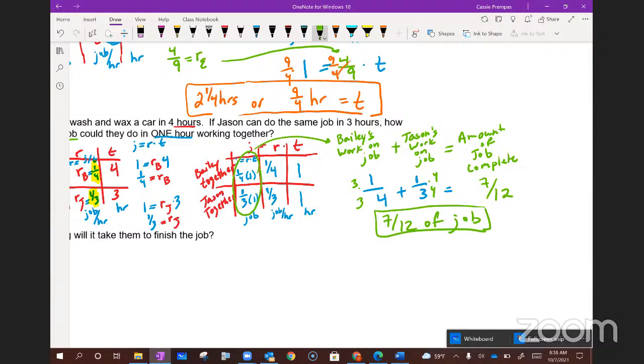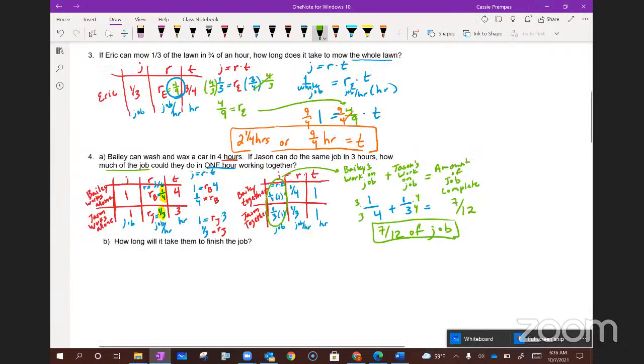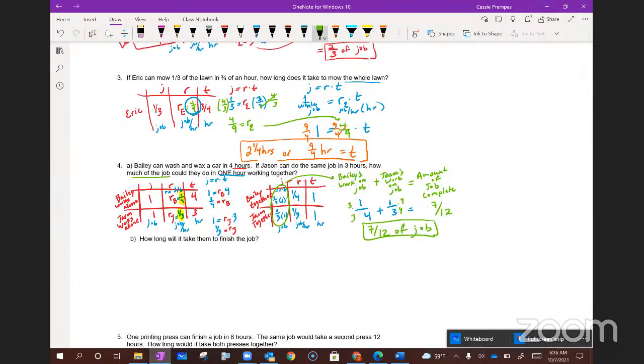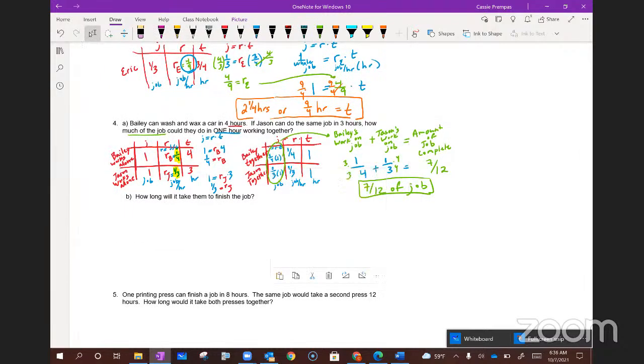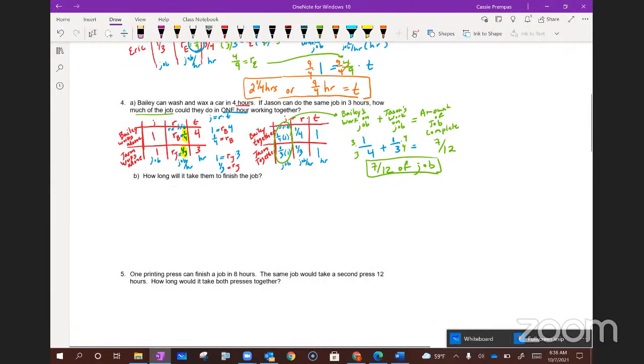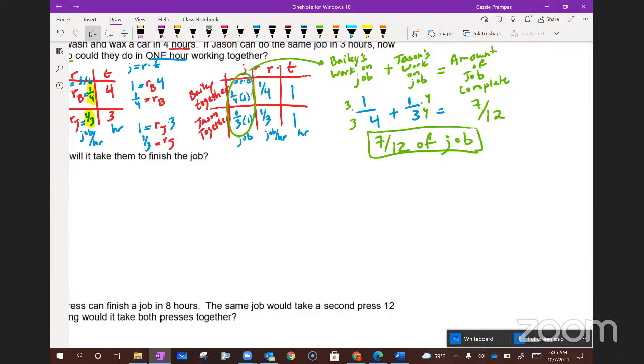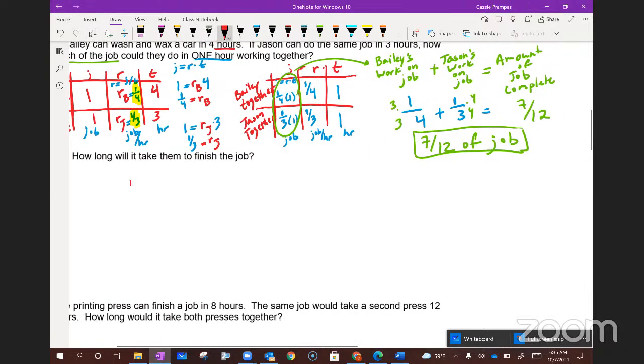Okay, let's see how we can use this information to even solve more questions or obtain more data. It says, how long will it take them to finish the job? So now I'm taking a look at the fact, if I'm using the chart again, they're not working for 1 hour. The time is the variable. So let's redraw this chart again. Practice makes us better.